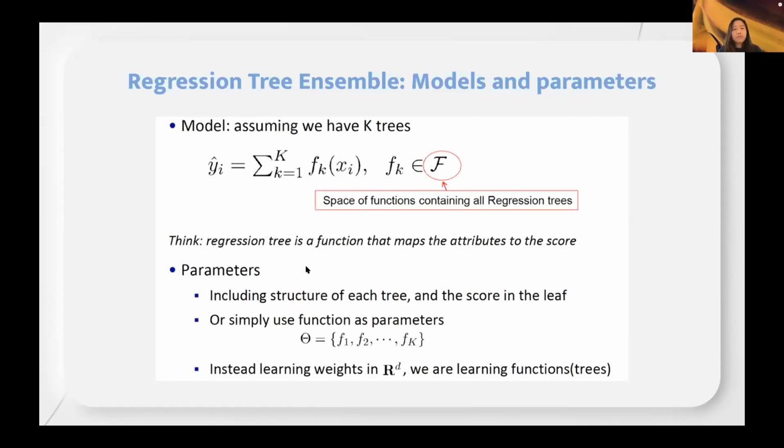So we can look at the parameters in different ways. For example, we could look at the parameters for predicting yi hat as the different splitting points or the different scores within each leaf node. But we could also look at it in this way. We could think of the parameters as just these functions, and those functions are just regression trees that we have seen before, right? So here we're no longer looking at features and weighting those features. We're actually learning the functions. This is a different change of mindset when we're learning about regression tree ensembles.